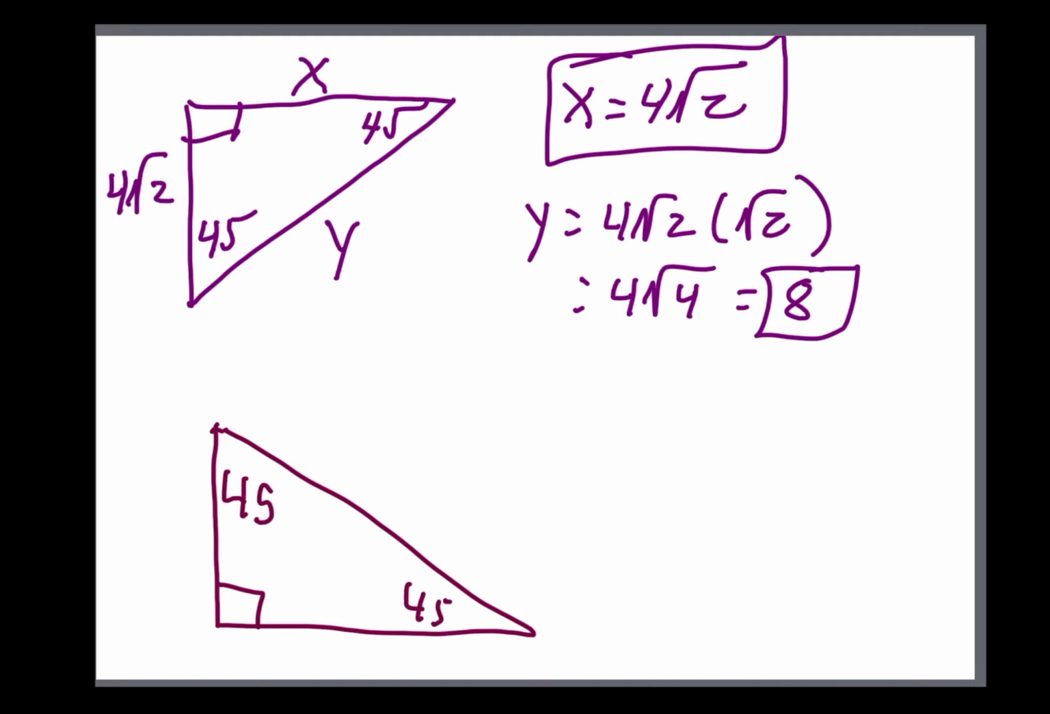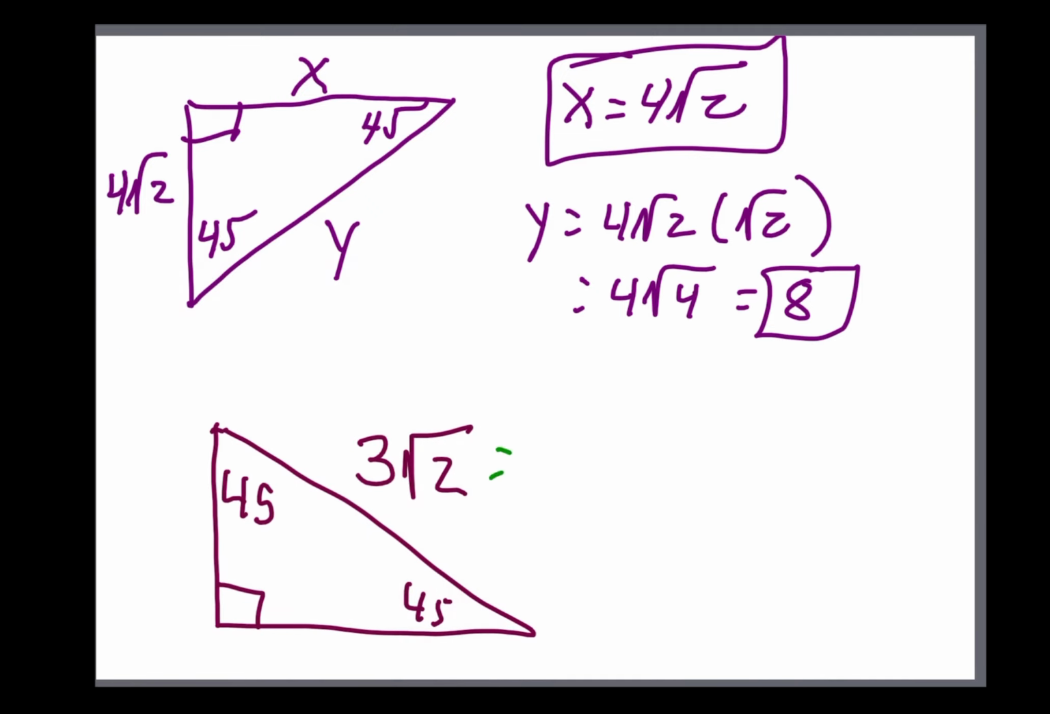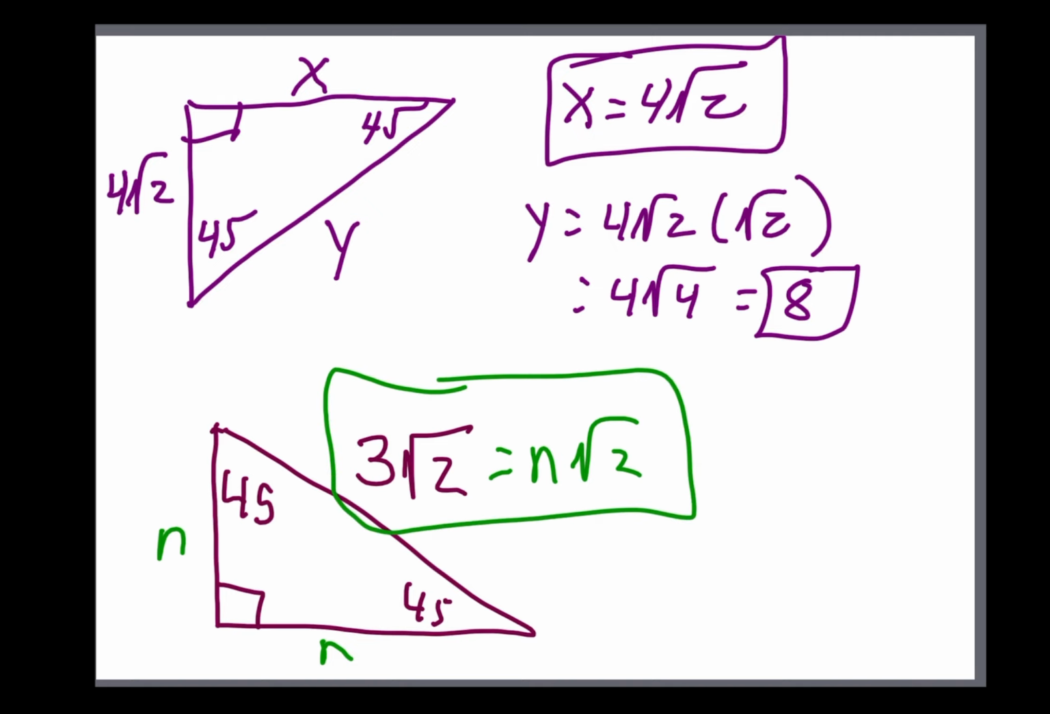But now this time, I'm going to tell you that this one is 3 times the square root of 2. So I'm giving you the hypotenuse. Anytime we're given the leg, it's pretty straightforward. If you're given the hypotenuse, what I like to do is say, well, we know that the hypotenuse is n times the square root of 2, and the legs are n and n. Well, if I can solve this, I'll know what n is equal to.